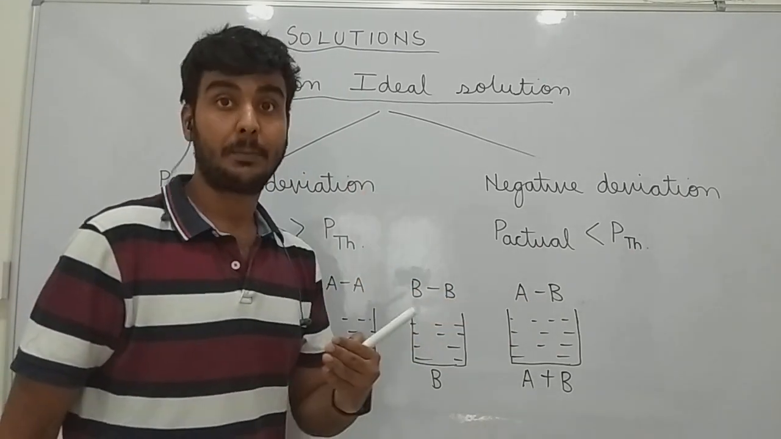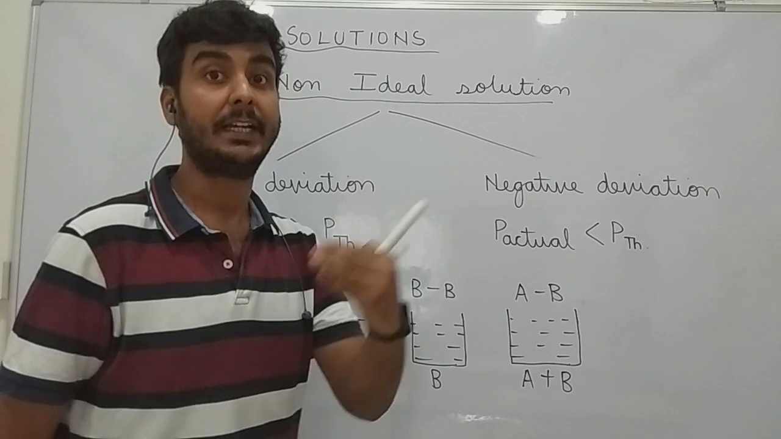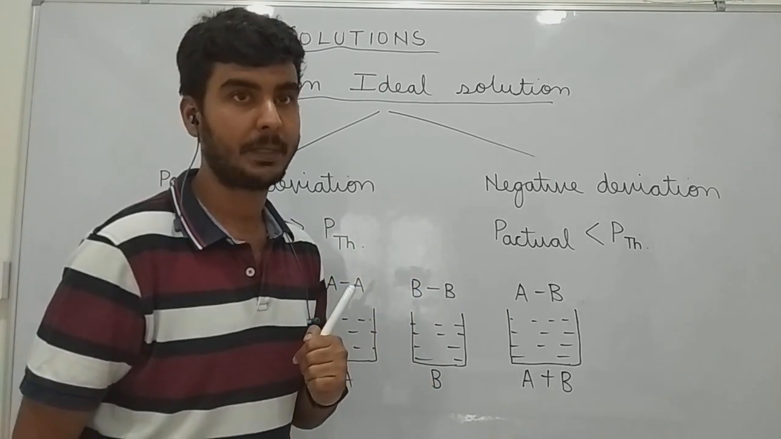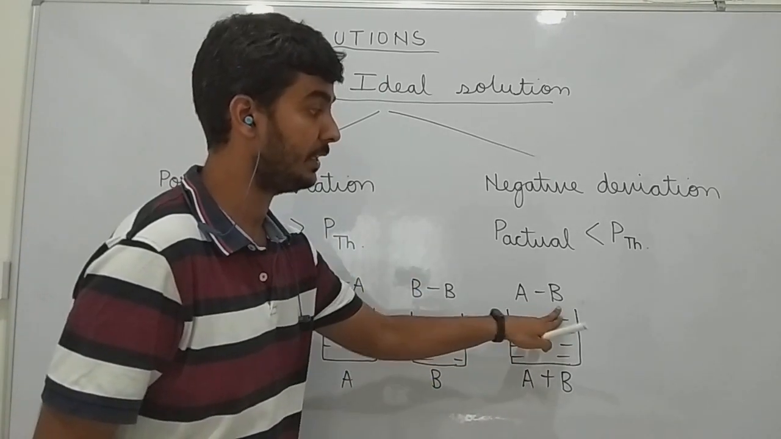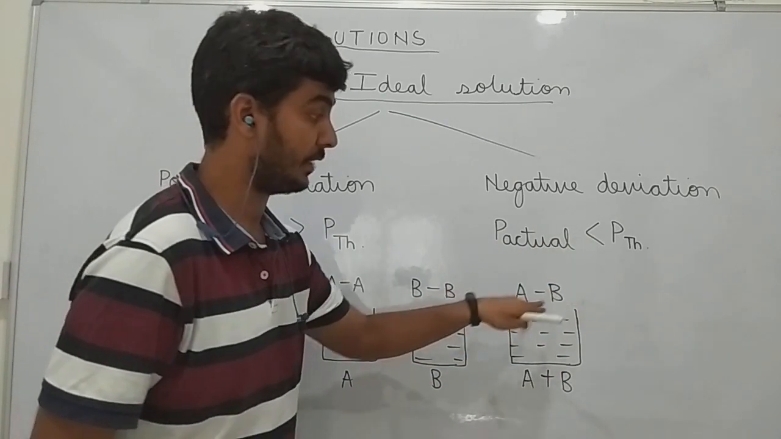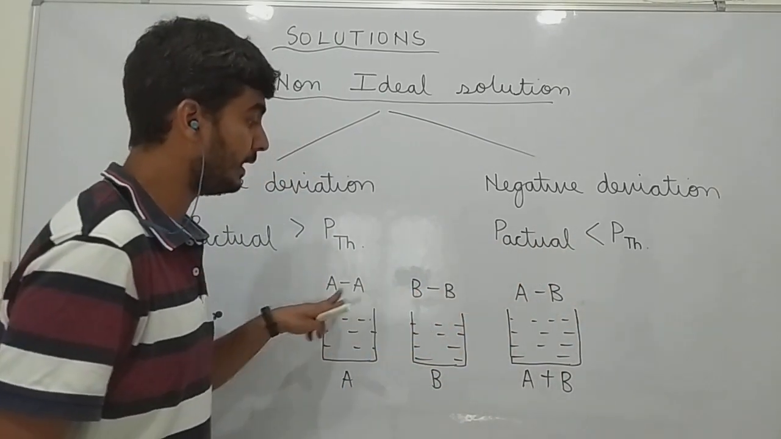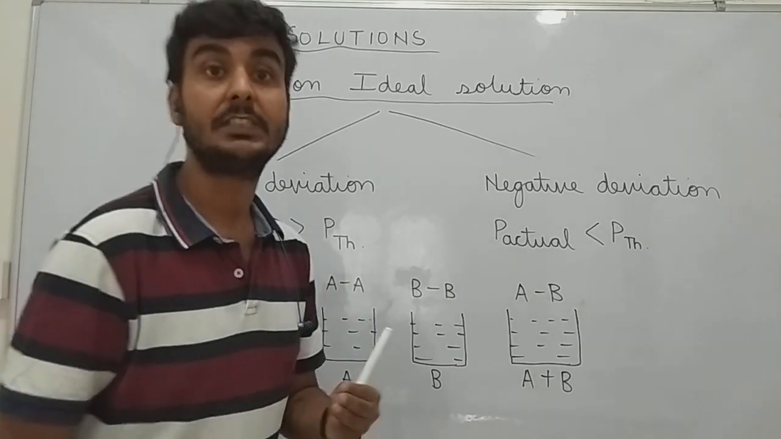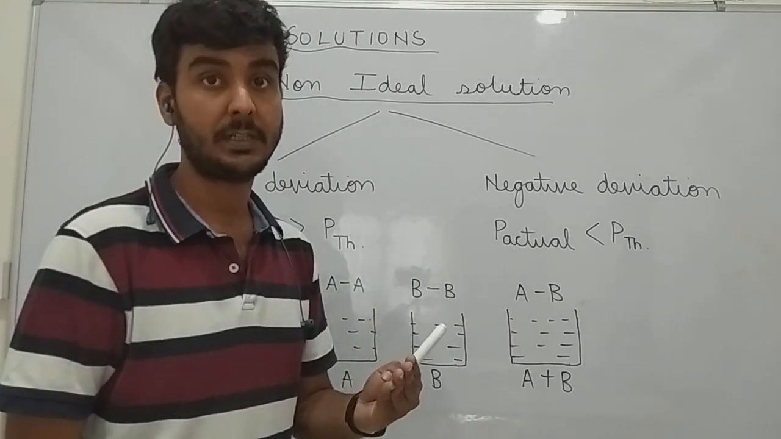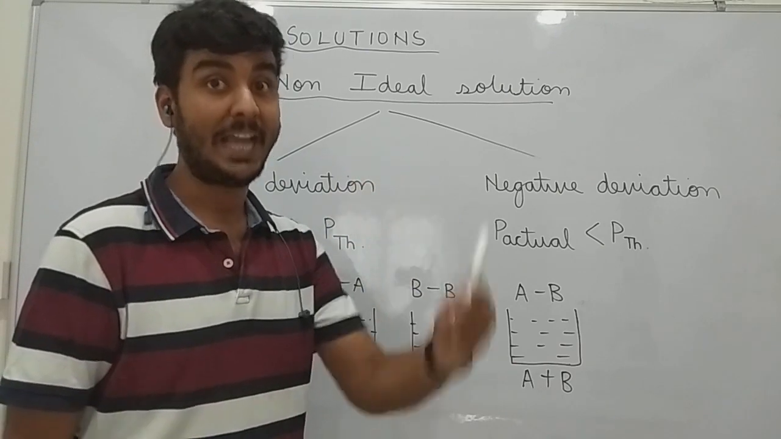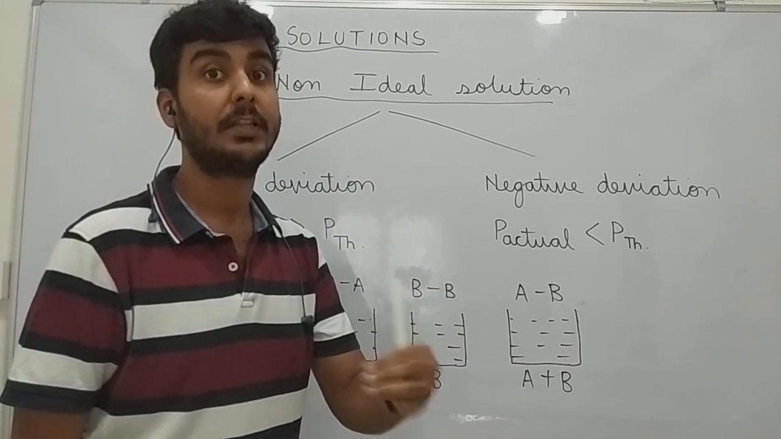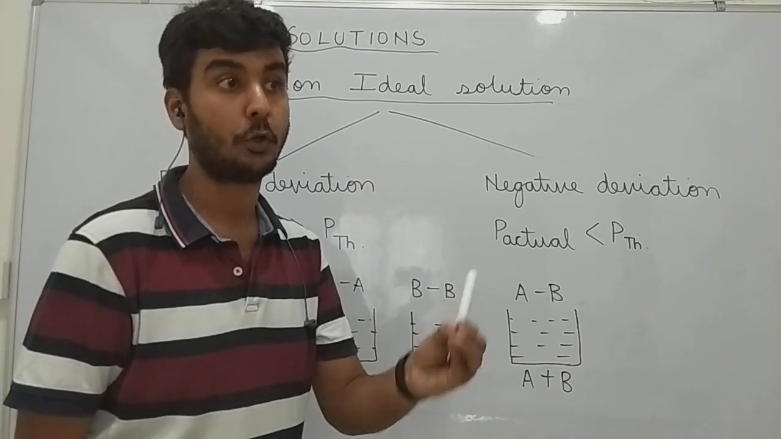So the actual vapor pressure comes out to be greater than the theoretical vapor pressure because the actual force of attraction between them is less than the force of attraction between BB and AA. So this is responsible for higher vapor pressure, and that higher vapor pressure is known as the positive deviation from Raoult's law.